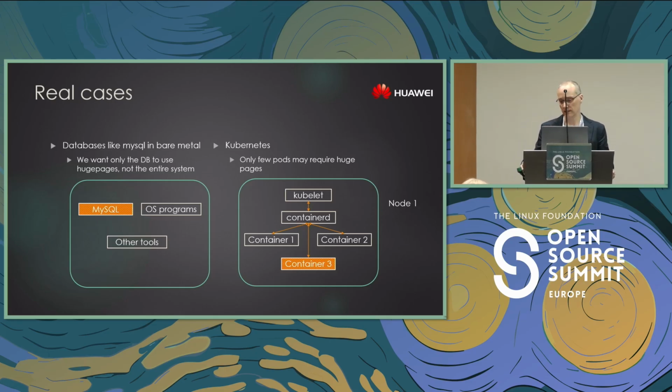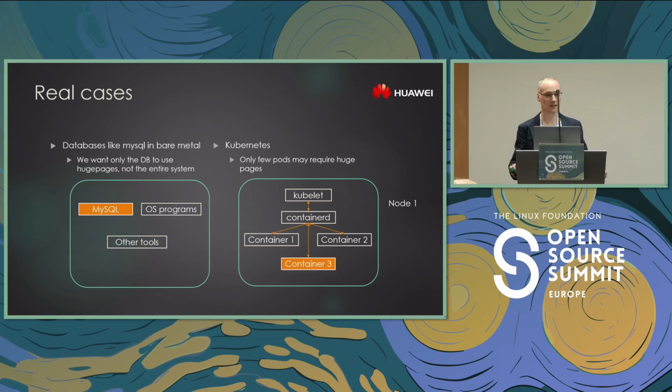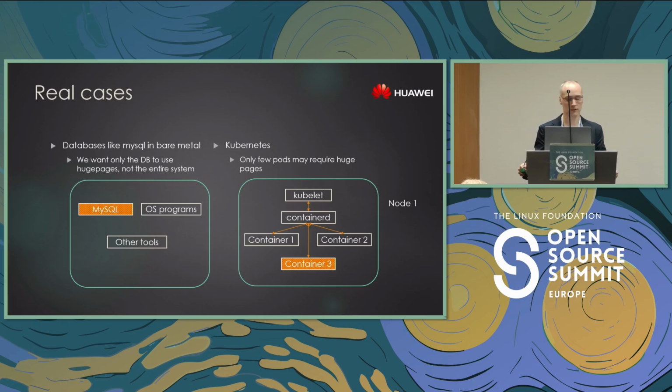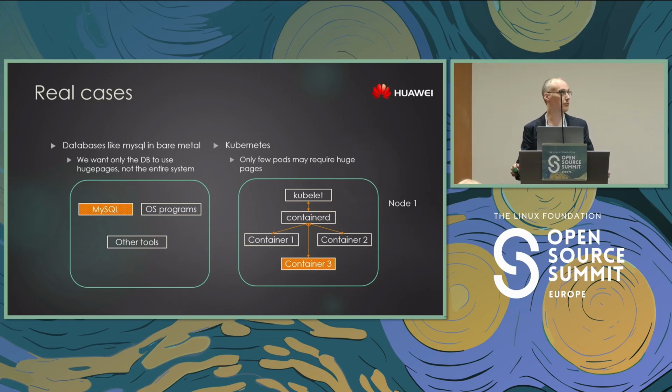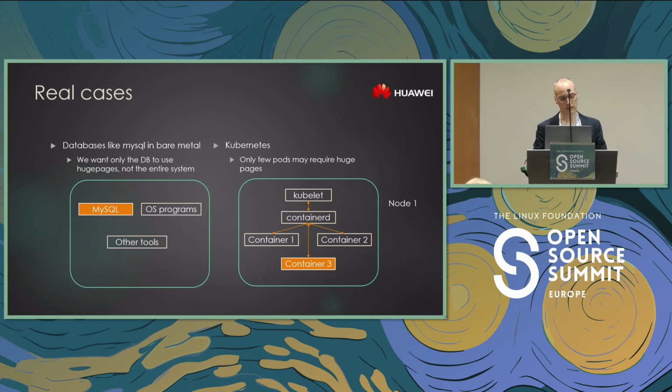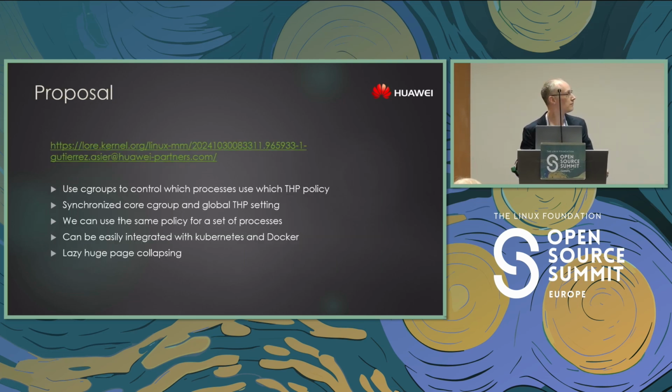The other one, on the right, is even more interesting, and this is a cloud environment. Nowadays everybody uses Kubernetes and container orchestration systems. We may have a situation where we want a particular pod in Kubernetes to use huge pages, but we don't want the rest to use them. So we looked into this, and this is our proposal that we submitted.